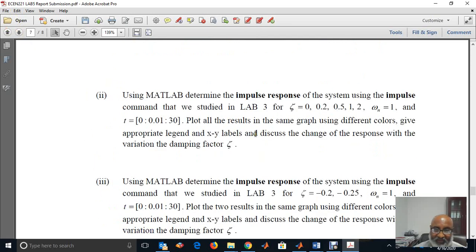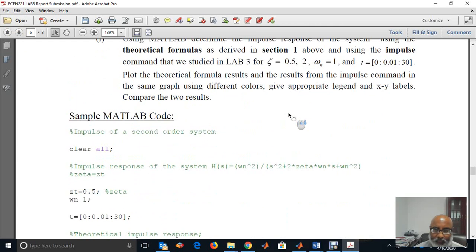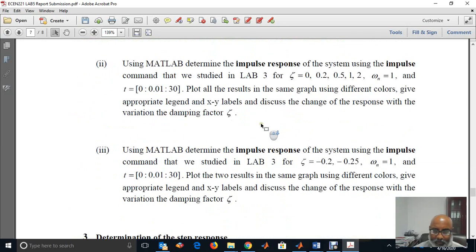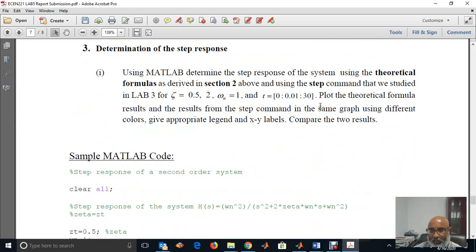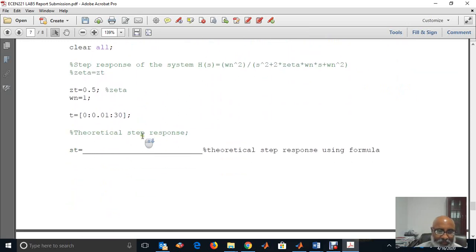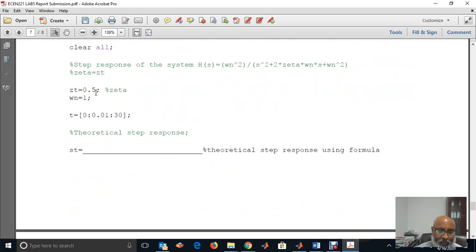So we compare this with the step command, because it's the step response. Now the first part is for zeta 0.5 and 2. We do this using the formula and the step command. Here is an example I have already prepared: step response, zeta 0.5, omega n 1, time is here.